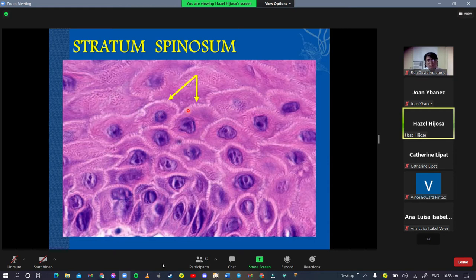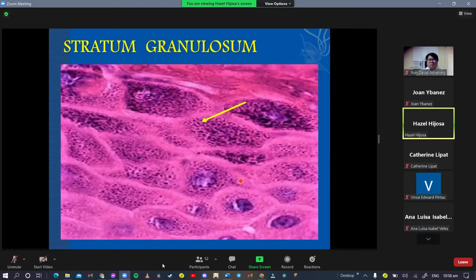Okay. So in areas that are subjected to continuous frictions or pressure like the soles, you will have a thicker stratum spinosum, and it also contains abundant tonofibrils and desmosomes. Okay, then next we proceed to the third layer, which is the stratum granulosum. Okay, so this is the most superficial layer, which is of non-keratinized portion of the epidermis. It is composed of about 1 to 3 layers of cells, which are flattened or polygonal cells undergoing terminal differentiation.